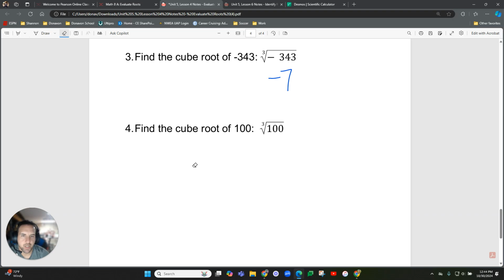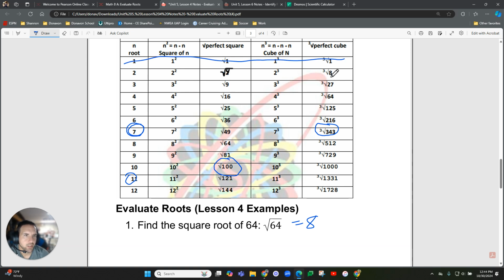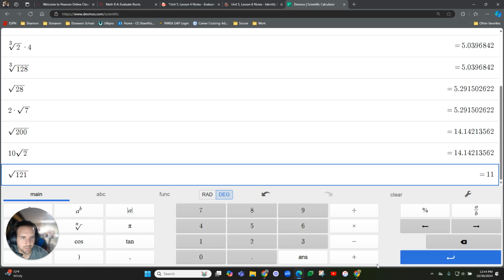All right, cube root of 100. Now that one's a little trickier because notice that there is no cube root of 100 on here. So we could do this a couple different ways. First, we could figure out if any of these are factors. So if we look at our perfect cube options, we can ignore 1. We're not ever going to pull out a 1 out of anything. But 8, does 8 go into 100 evenly? It does not. Neither does 27, neither does 64. So we're just going to use a calculator for this one.